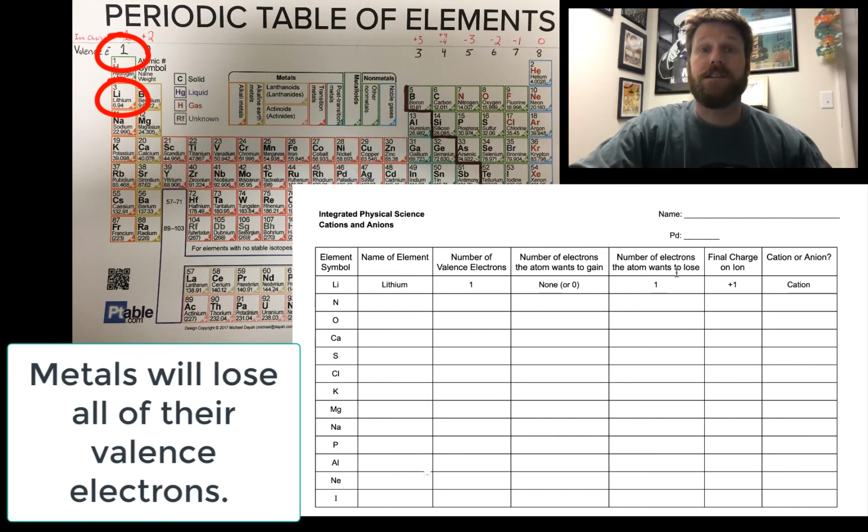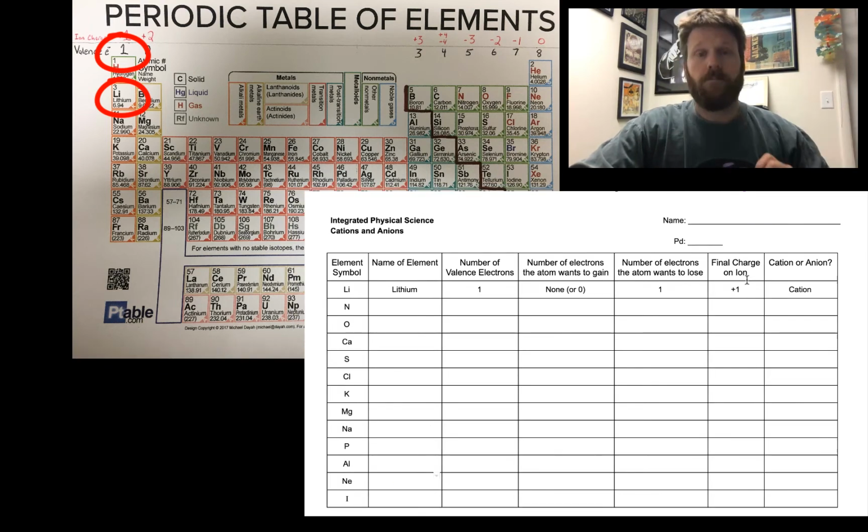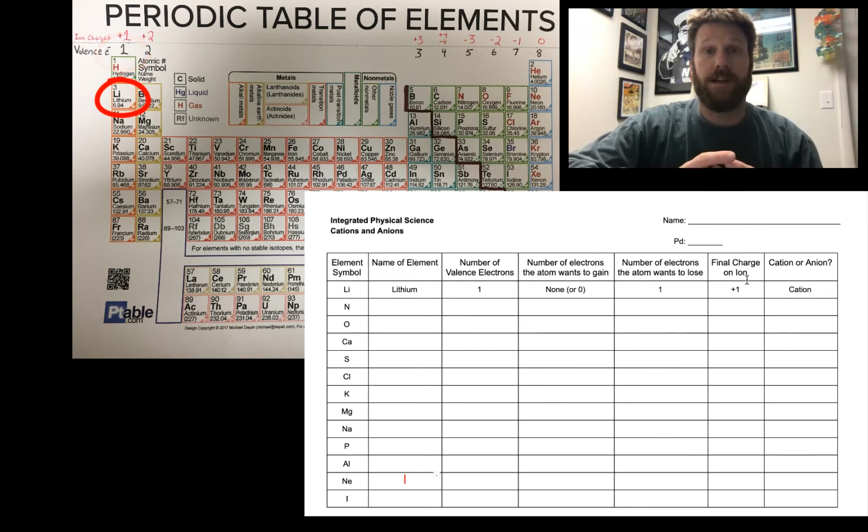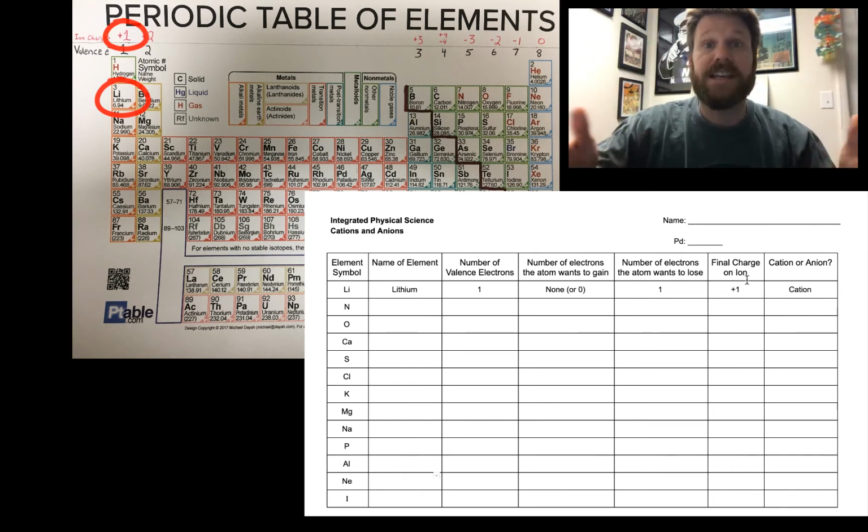How many electrons does lithium want to lose if it reacts? Well, that's the same as the number of valence electrons it has. So that's going to be 1 in this case. So now the final charge on the ion. What happens if lithium loses 1 electron? That means there's 1 more proton in lithium's nucleus than there are electrons surrounding lithium's nucleus. So that results in a +1 charge. Anything with a positive charge is a cation.